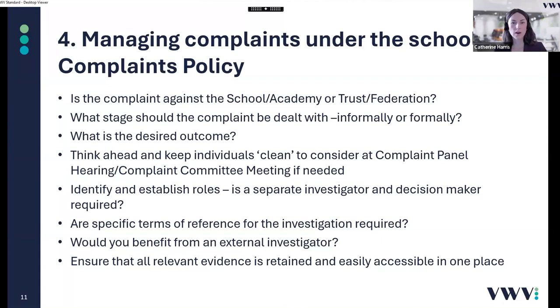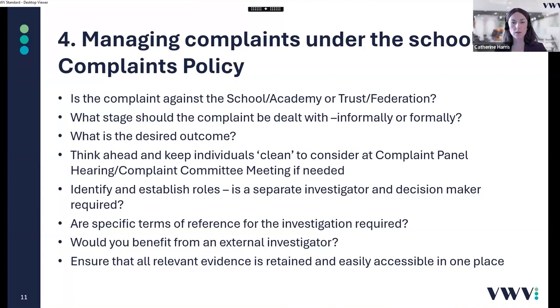You should also identify and establish the different roles and consider whether or not there needs to be a separate investigator or decision maker. And that's really in relation to the formal stage, where the role of the investigator is to investigate the complaint and produce the investigation report. And the role of the decision maker is to consider the investigation report and then make their decisions. So whether or not the complaint would be upheld or not upheld, and any relevant recommendations. It might be that the investigator and the decision maker are the same person, but sometimes they can be two separate people. So, for example, if a head teacher is the decision maker, they might not have time to do the investigation, and they might decide that they want to delegate the role of investigator to someone else.